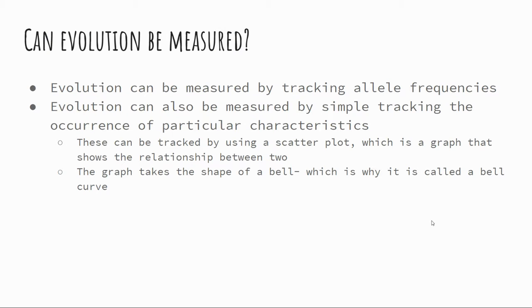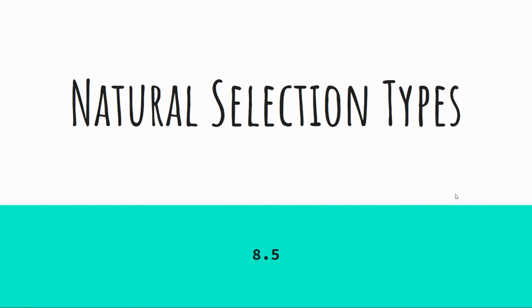All right, so we're going to move into the second half of Unit 8, which is going to deal with 8.5 through 8.9. We're going to wrap up evolution, and we'll start with 8.5, which deals with natural selection types.